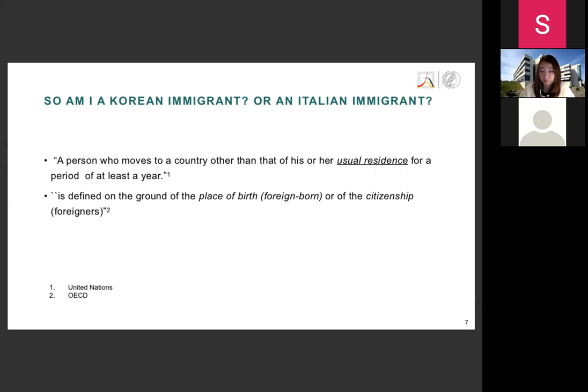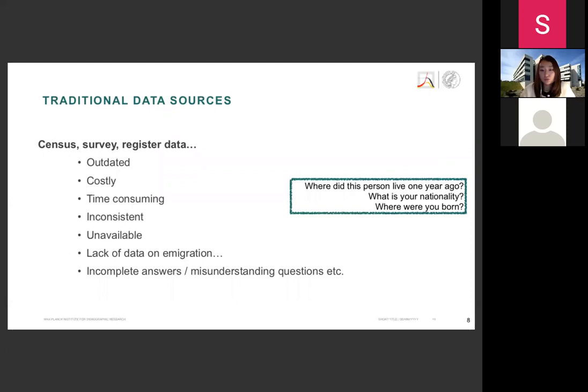I have mentioned these because when studying these individuals, the data that we mostly rely on are traditional data sources, such as census, survey, or register data that are collected every 10 years, for instance, for the survey data, which means that in most cases, they are outdated, not to mention that they are costly and time-consuming to collect.